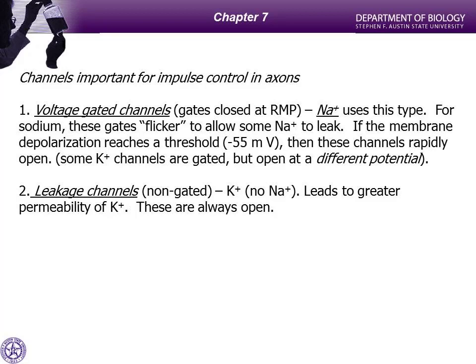Now, some other channels we have are referred to as leakage channels. These are almost like old rusty pipes that water's just going to leak out of. But unfortunately, the cell doesn't replace them. They're there for a reason. And these leaky channels are leaky for potassium. You remember yesterday we said potassium was the most permeable ion? It had the greatest effect on membrane potential. It's because these channels are leaky.